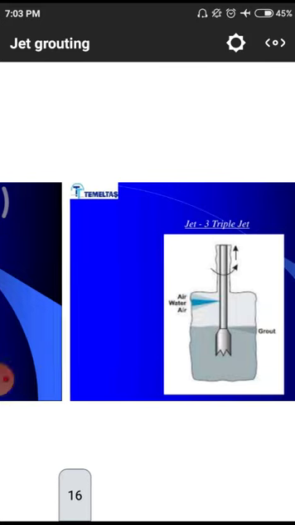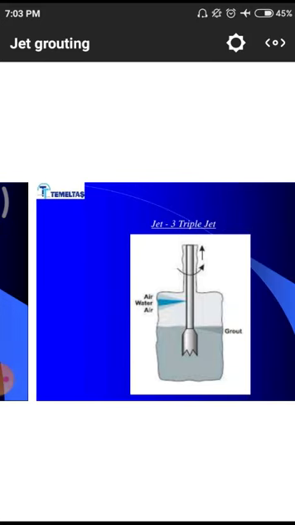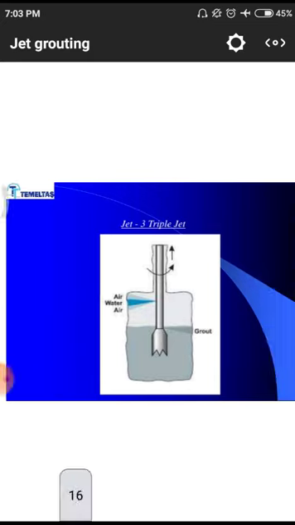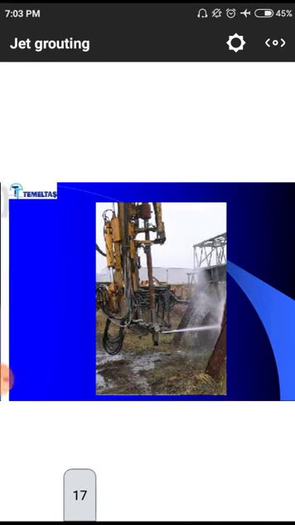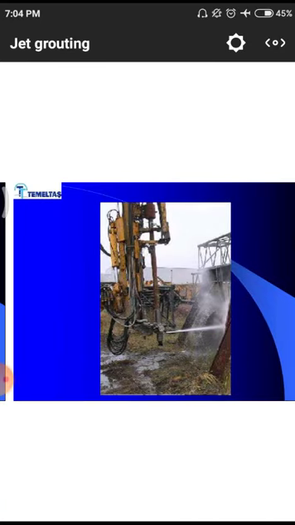But in case of a triple jet, both two kinds we are having grout, and in addition to those two grouting areas, we are having an excessive jet of water and air. This is one of the examples of how those will work in the site.